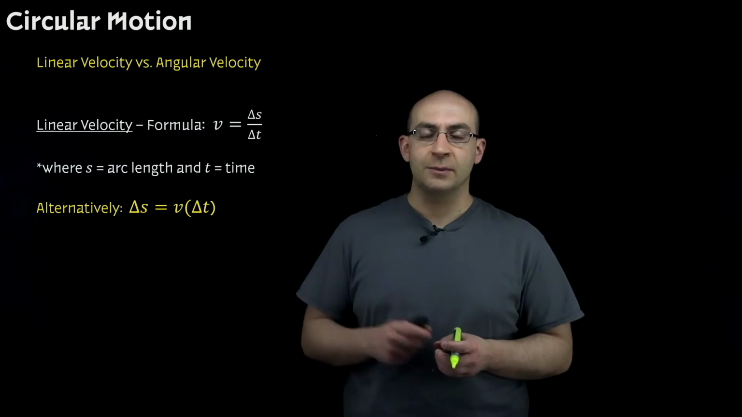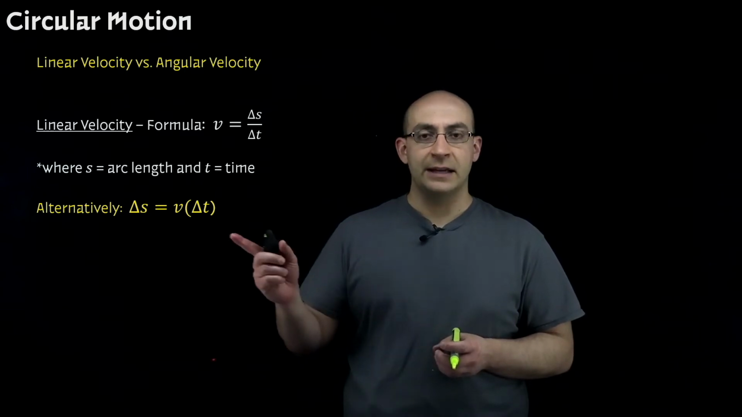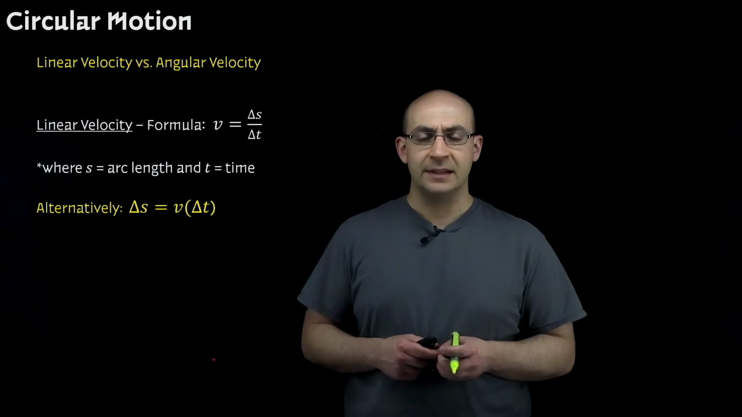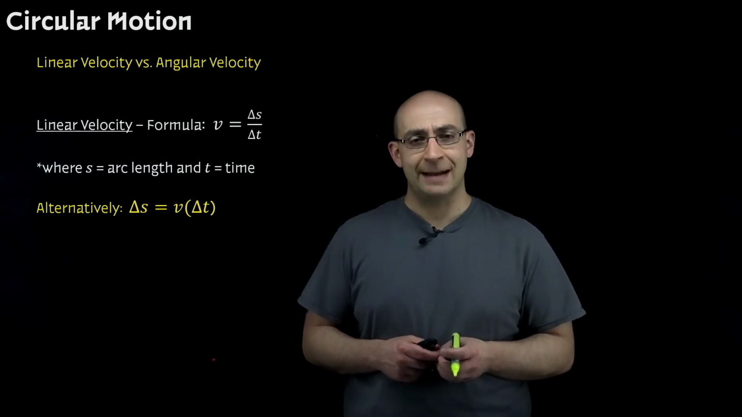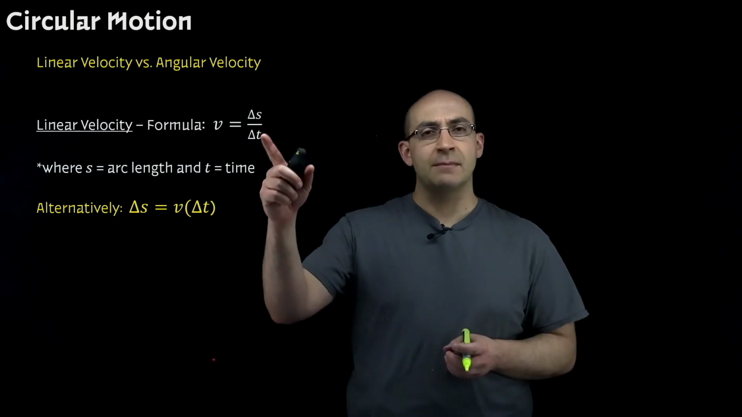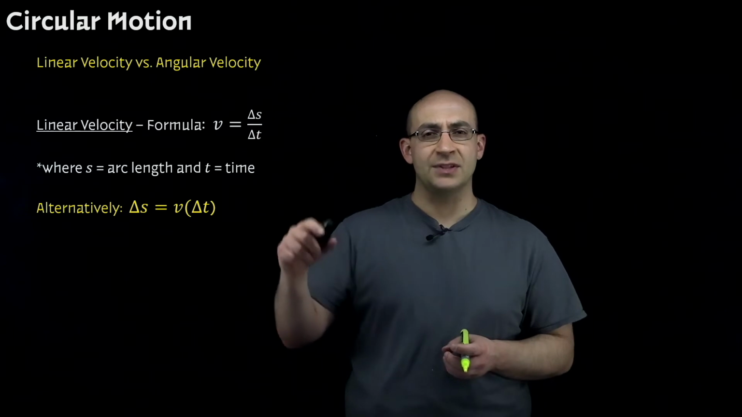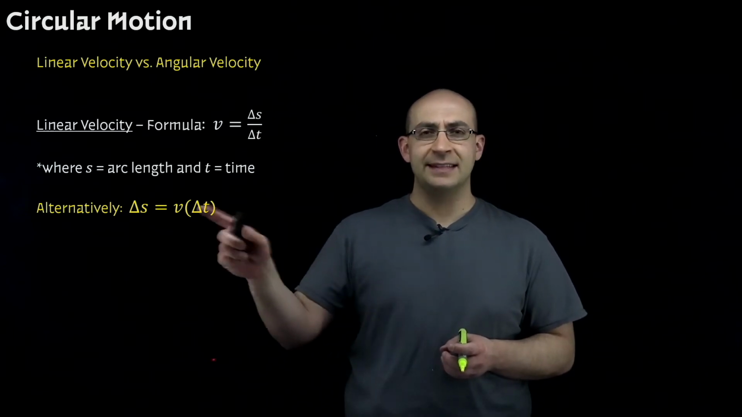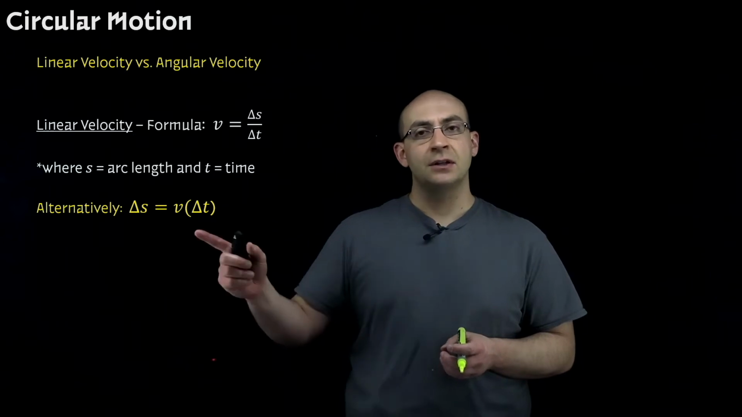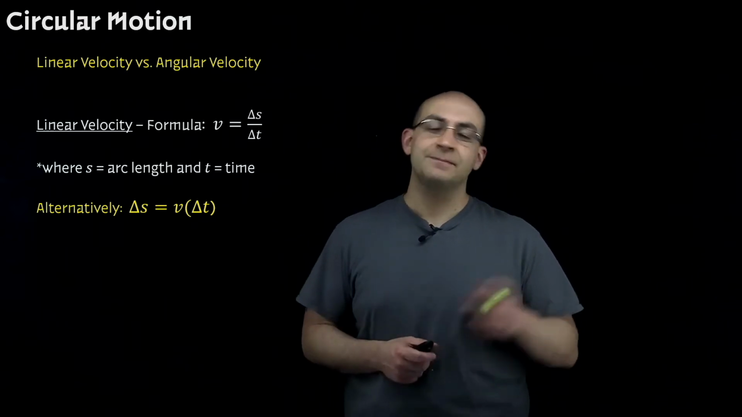Now, from an alternate standpoint, it also means this formula. The change in arc length is going to equal whatever the velocity is times the change in time. So what did I really do here? All I did to the top equation was multiply by delta T on both sides to get rid of the denominator. It's exactly the same thing. It's just an alternate way of looking at it, because sometimes we're going to need to solve for arc length, which we're getting to.